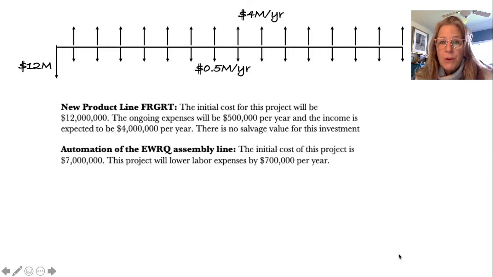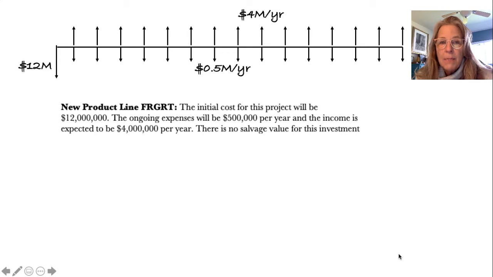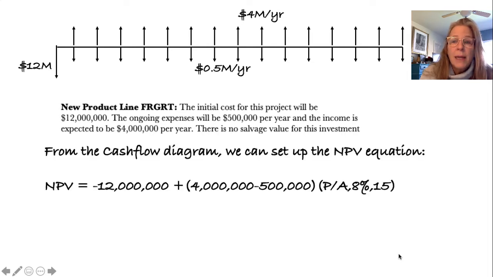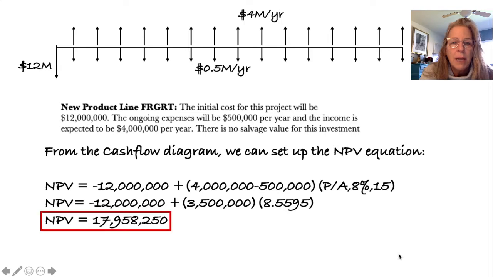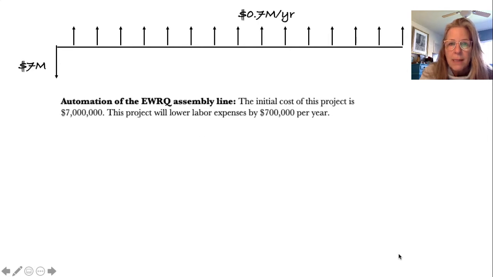We're going to remember that, and then look at the net present value for the second one. What's the present value of this new product line? There's an initial cost of 12 million, ongoing expenses of 500,000 per year, and income expected to be 4 million per year. There's no salvage value in this investment. So I set up the equation with minus 12 million at time period 0, then the difference between the income and the expense multiplied by P given A at 8% for 15 time periods. Looking up that factor in our table, I get a 17,958,000 net present value.